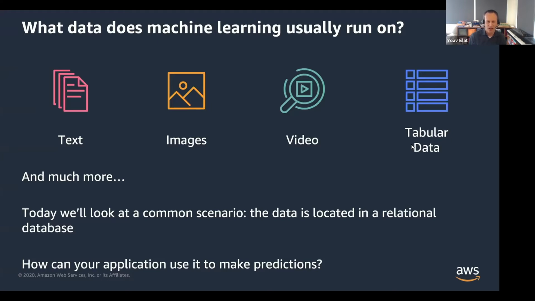But what is actually much more common is that you have very traditional, relational, tabular type of data. And there's a huge percentage of the world's information that is sitting in relational databases. And the question is, what do you do in that scenario? You have lots of data and you want to be able to take the data from your relational database, use it in a machine learning service, and get results and make predictions and put that inside of your application.